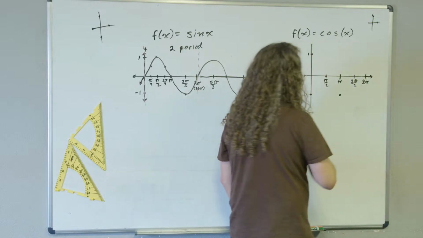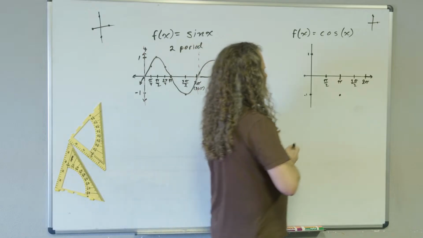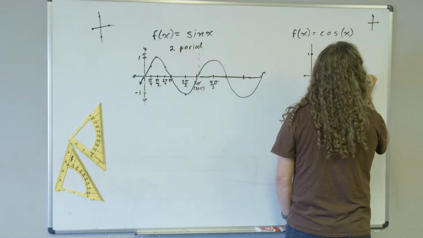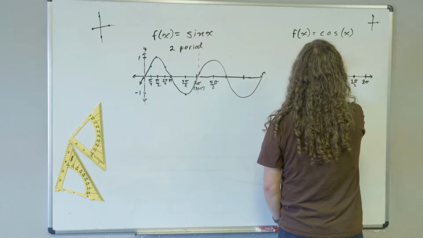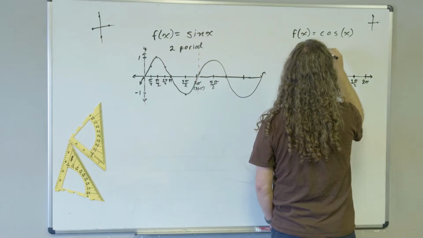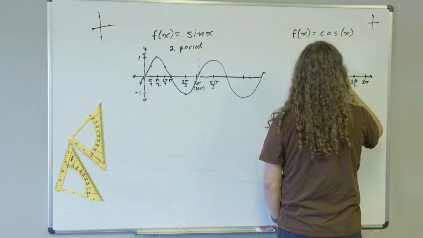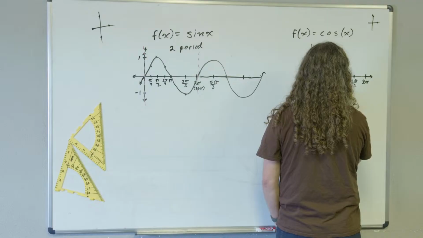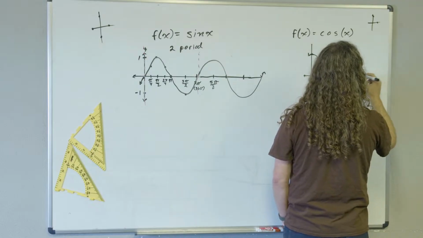And then 3 pi over 2, where is it? 0. And then 2 pi. So what is the period of a cosine function? When does it repeat? Every 2 pi. Sine and cosine have the same period.